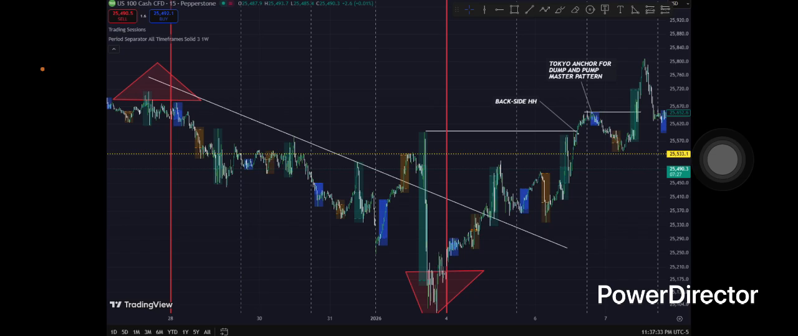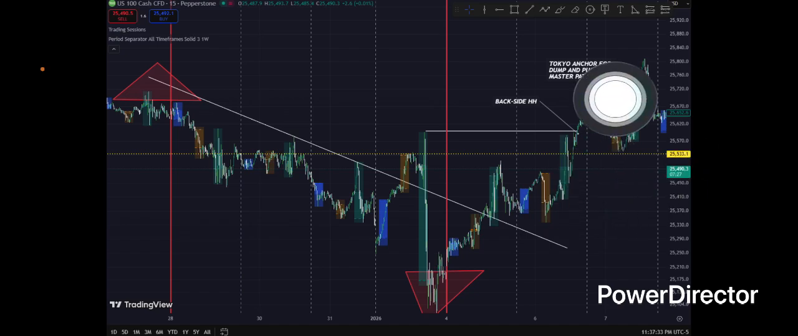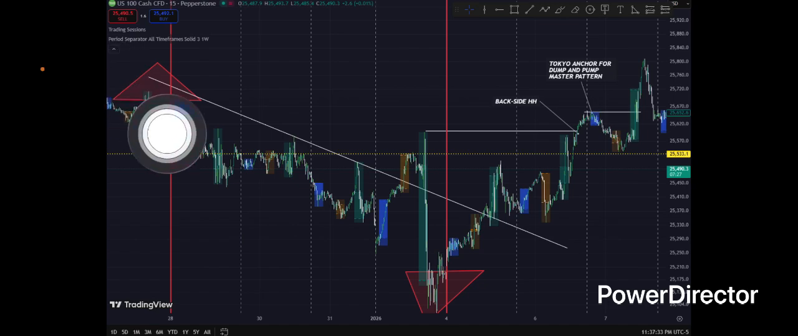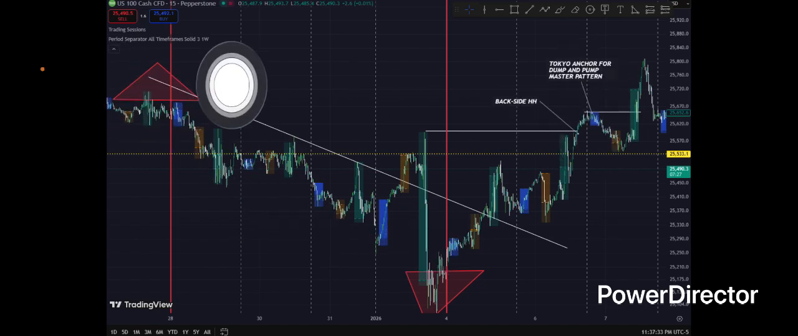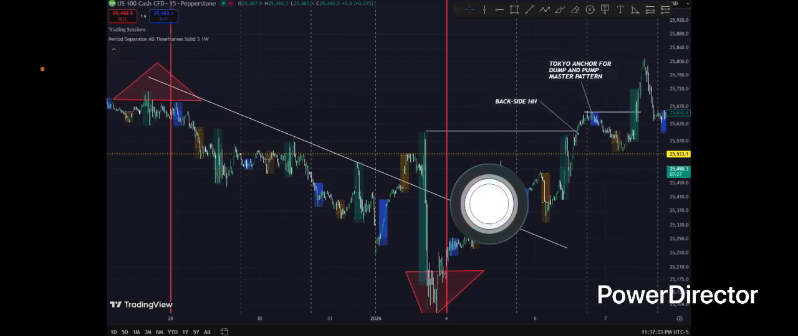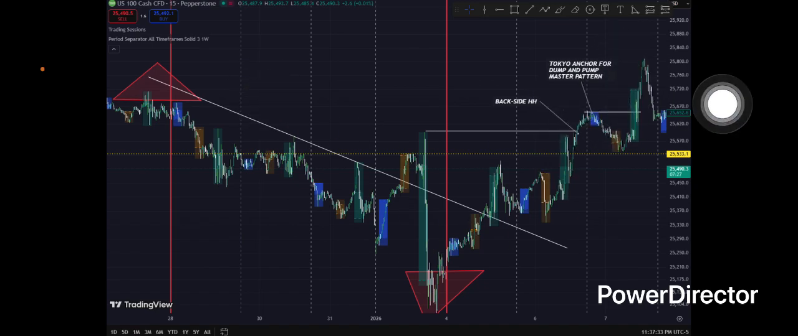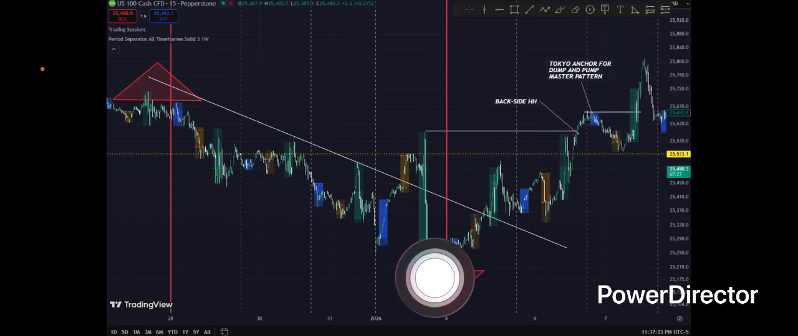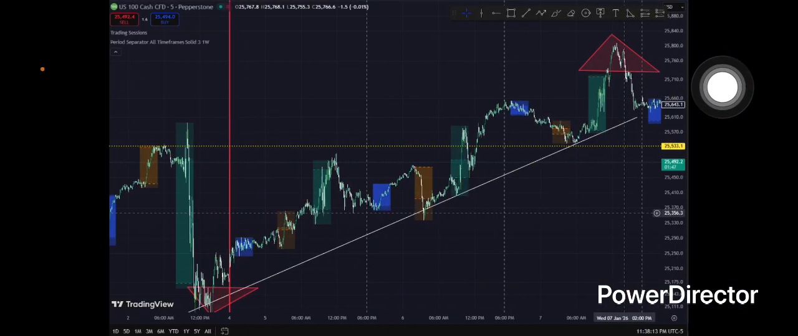We looked at this dump and pump template in the previous video. Now, once this pattern plays out, right here on Wednesday, we take out those highs. This dump and pump has been completed. We had sort of like a front side, back side thing going on. But once that setup is completed, this price leg right here becomes a potential front side of a move, beginning the next master pattern template that's going to take place in this market.